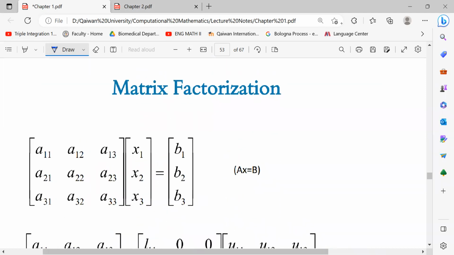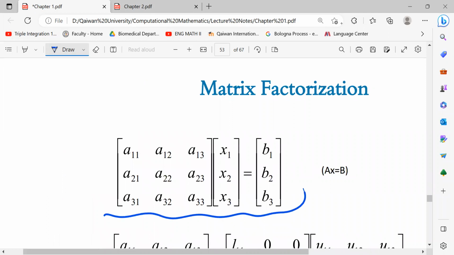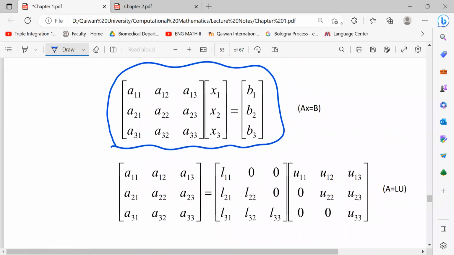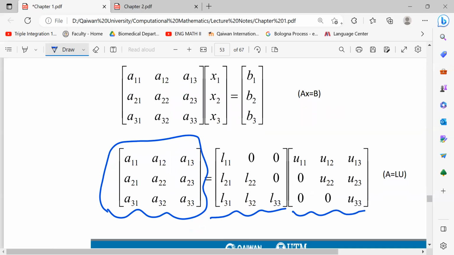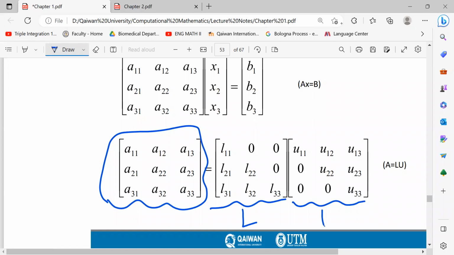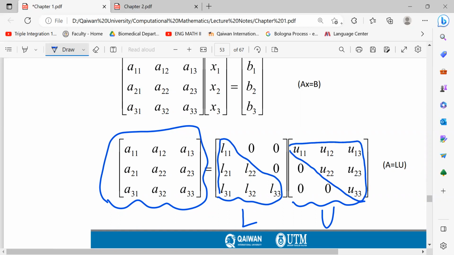Look, here, this is the matrix form of the system. If we have x1, x2, x3 as variables, we say A, which is the coefficients of variables, is equal to L times U. This is L, and this is U. Okay? As you see, L is the lower triangular matrix, and U is an upper triangular matrix.